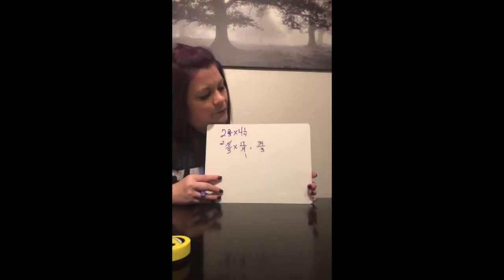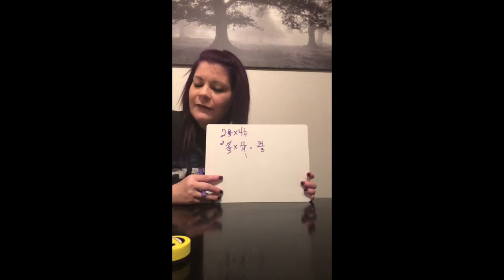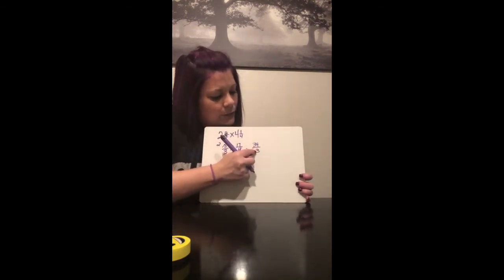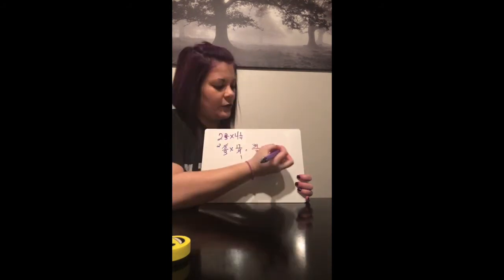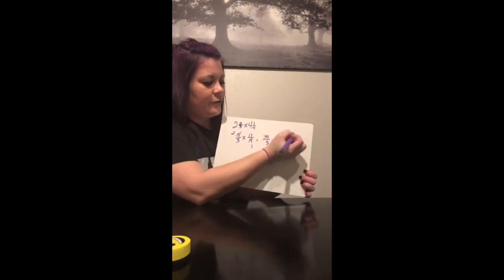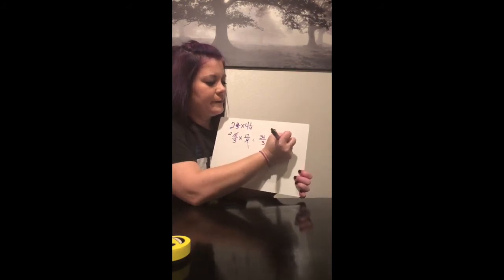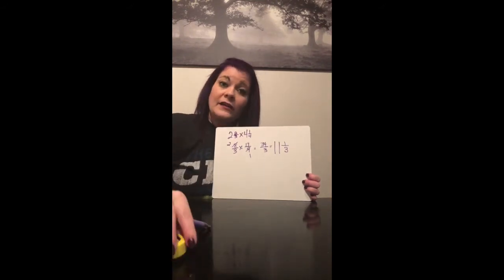Again, I have an improper fraction. If your teacher wants you to change it to a mixed number, all you have to do is divide it. 3 goes into 34 11 times, because 11 times 3 is 33. And 34 minus 33 gives us 1 left over. And we keep the same denominator. Let's try some division.